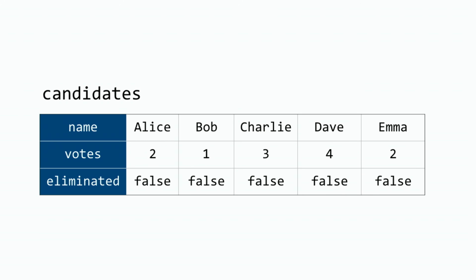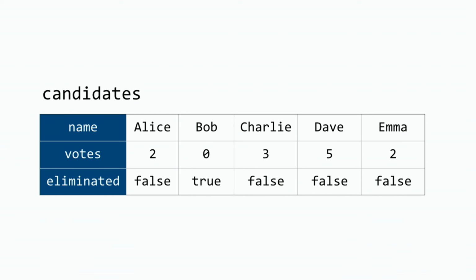Here's a sample election with 5 candidates, Alice, Bob, Charlie, Dave, and Emma, and their vote totals. And notice that based on the fact that their eliminated flags are all set to false, all 5 candidates are still in the election. Here, your algorithm should return the number 1 from this findMin function, because Bob is the candidate that has the fewest votes out of anyone in the current election.